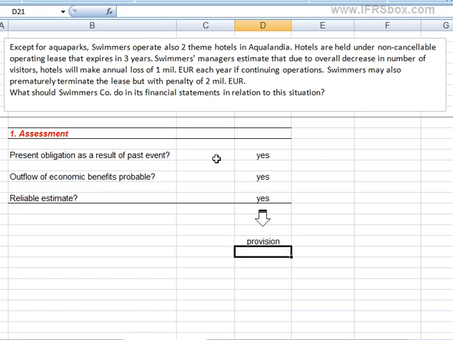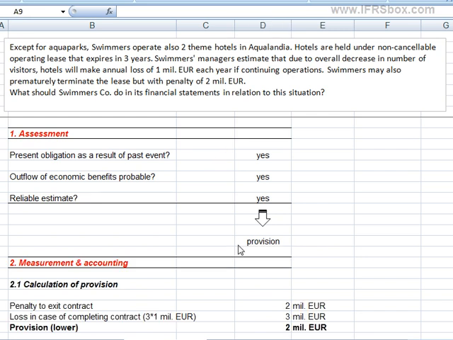Once again, let's not mix an onerous contract with future operating losses. This is not a future operating loss situation because there was a past event, entering into the lease contract, that became onerous after some time. And this cannot be avoided in the future, only under some expenses that must be covered by a provision. Now let's calculate the amount of the provision.